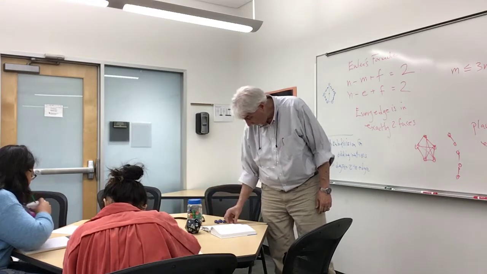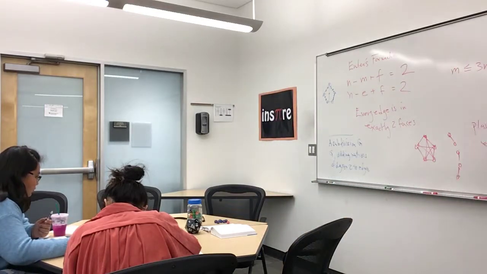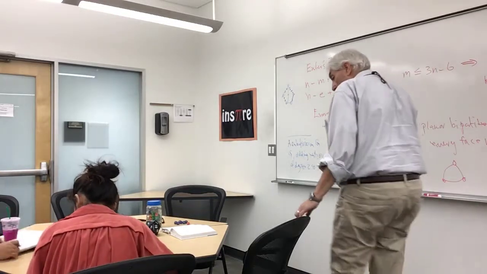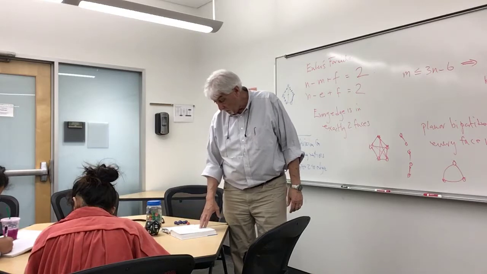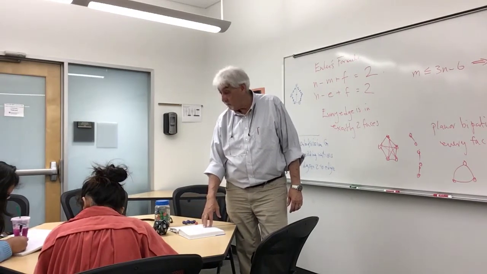I've got an old homework I did. Okay, how do you make it out? If G has a K5, just get rid of everything in the middle.